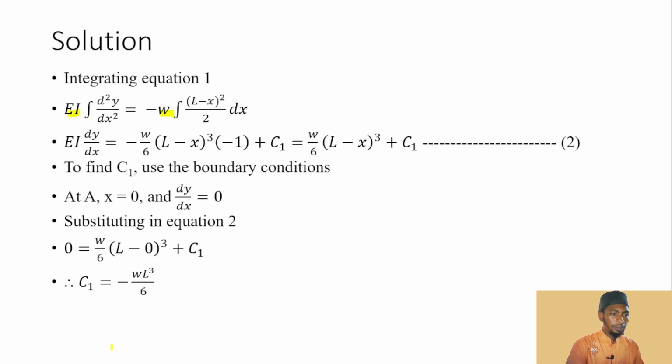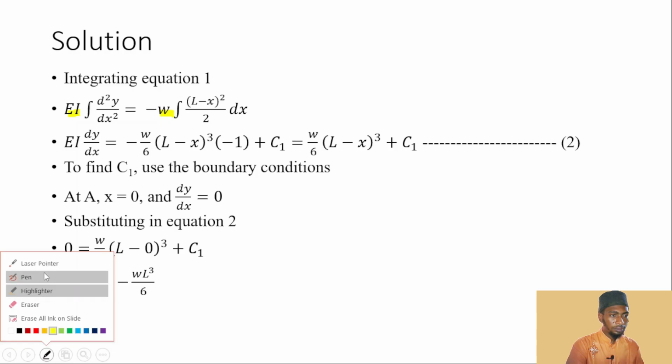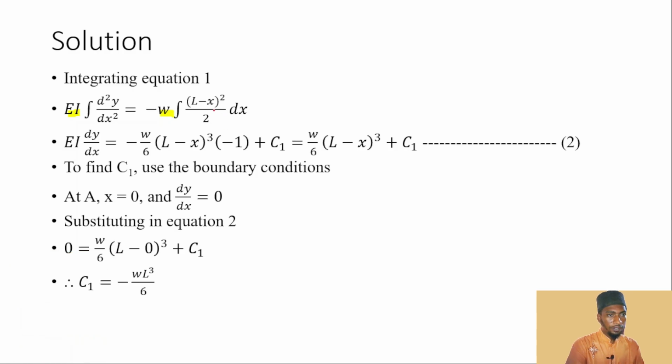So we have u cubed over 3. You also need to differentiate what is inside the bracket. If you differentiate, L is a constant, so after differentiating it is 0. If you differentiate X, it will be 1. So we have negative 1 here. That is where we have the minus 1 you are seeing.